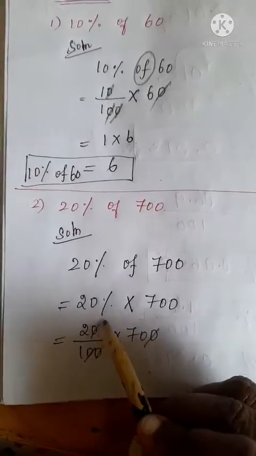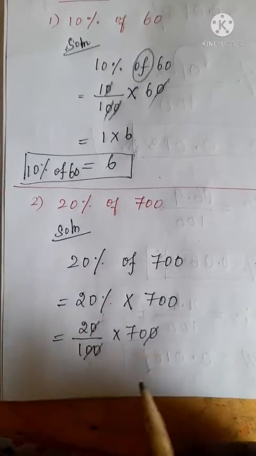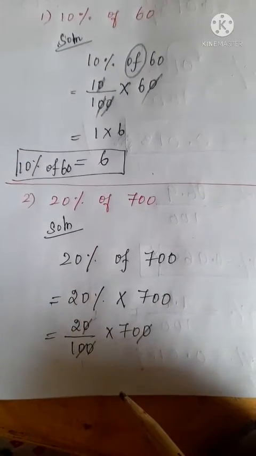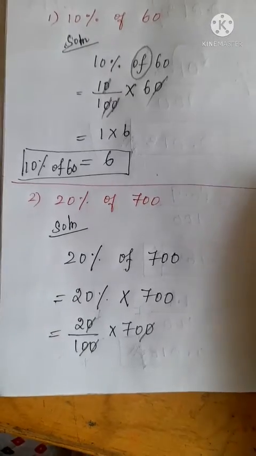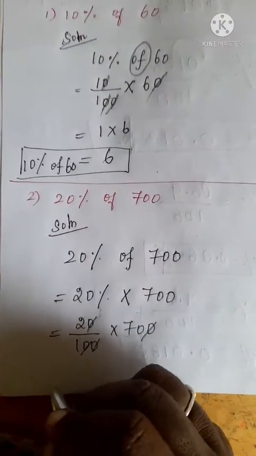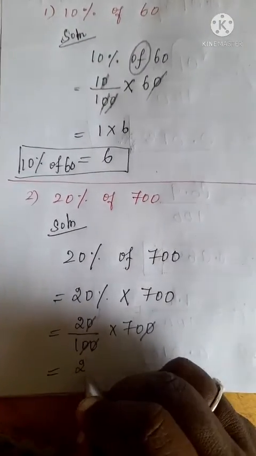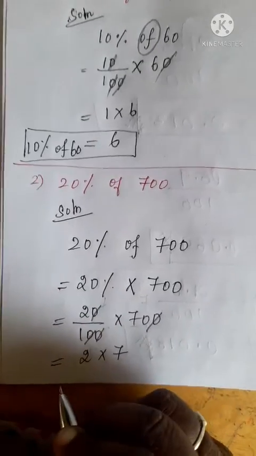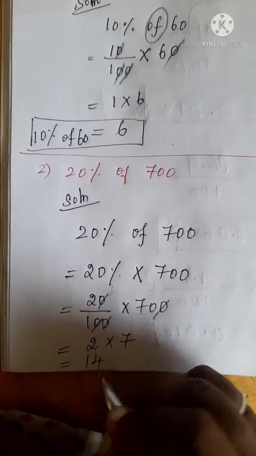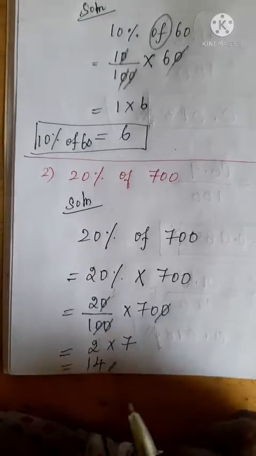However, see, 1 twenty is 20, 5 twenties are 100. That method also you can follow. Okay, both are correct. So now remaining numbers, what is there? You can write 2 into 7. 2 7s are 14. So 14 is your answer.